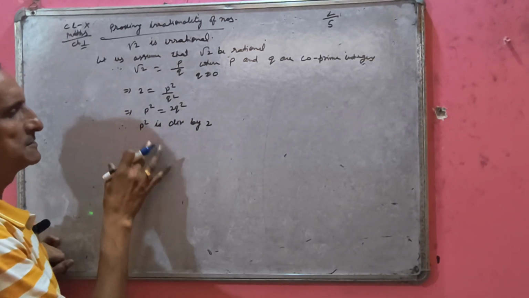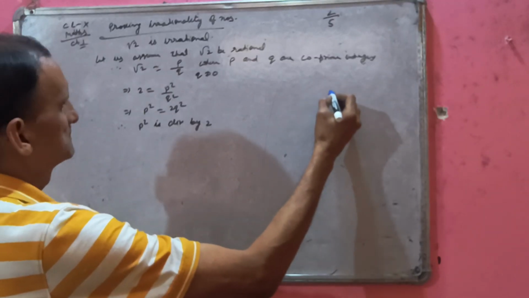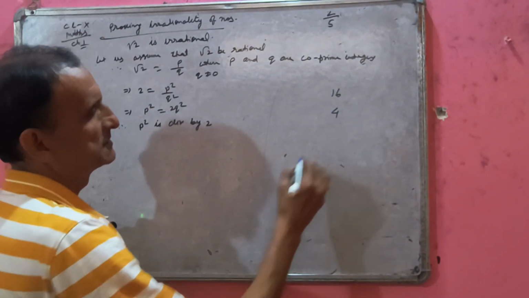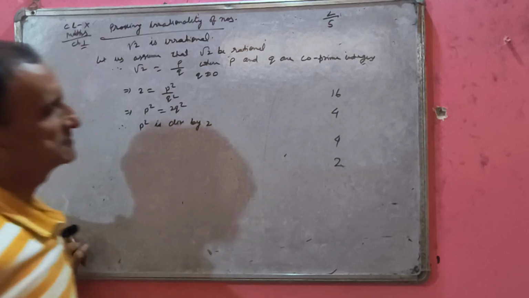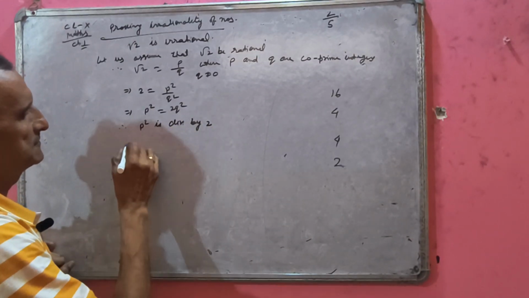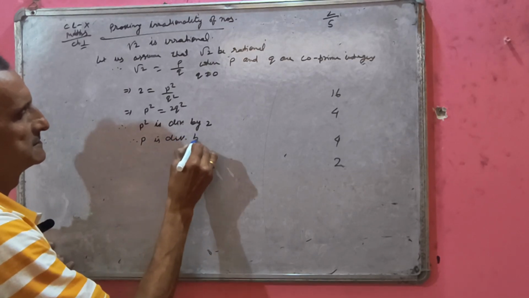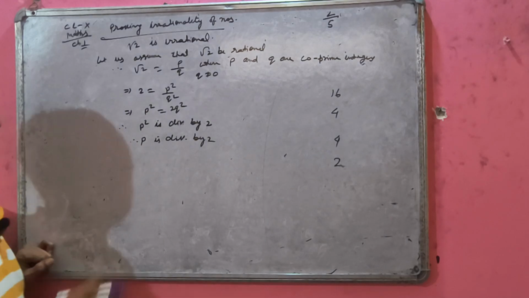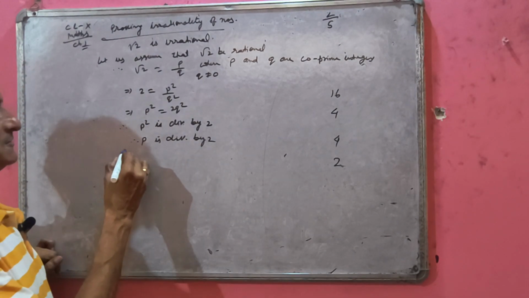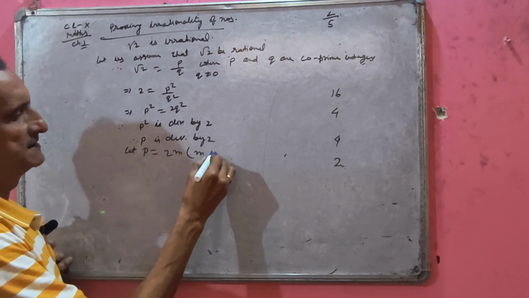If p square is divisible by 2, like if 16 is divisible by 2, then 4 is also divisible by 2. If 4 is divisible by 2, then 2 is also divisible by 2. So similarly, if p square is divisible by 2, then you can say p is divisible by 2. Now if any number is divisible by 2, then it must be a multiple of 2. So you can assume let p equal to twice m, where m is any integer.